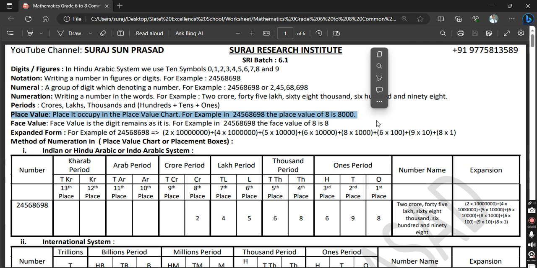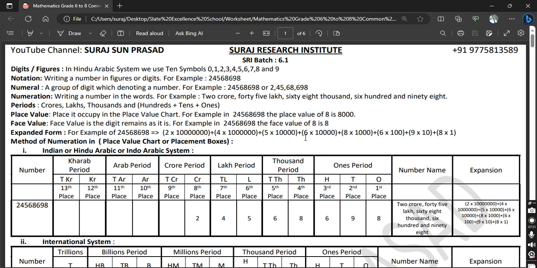Can you tell me what place value is? As I already told you, place value, for example, the place value of 8. Place means what? The position of the particular number. So there are two 8s. The first 8 is here and the second 8 is here. So what is the position of the 8? For the first one, it is 8,000, and the second one is 8.